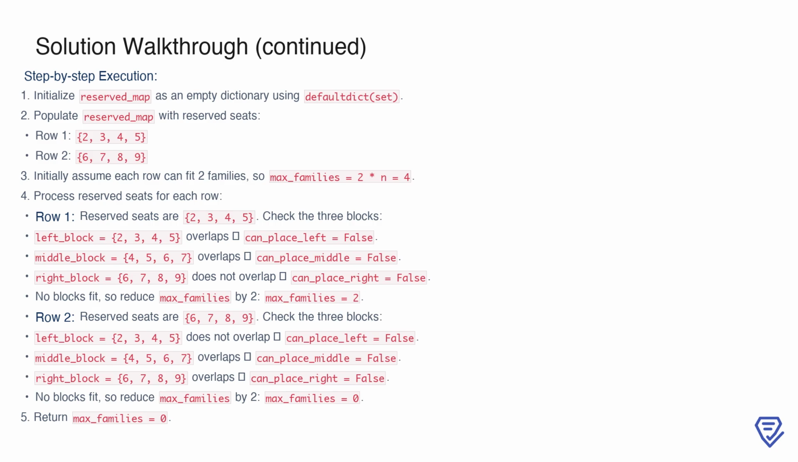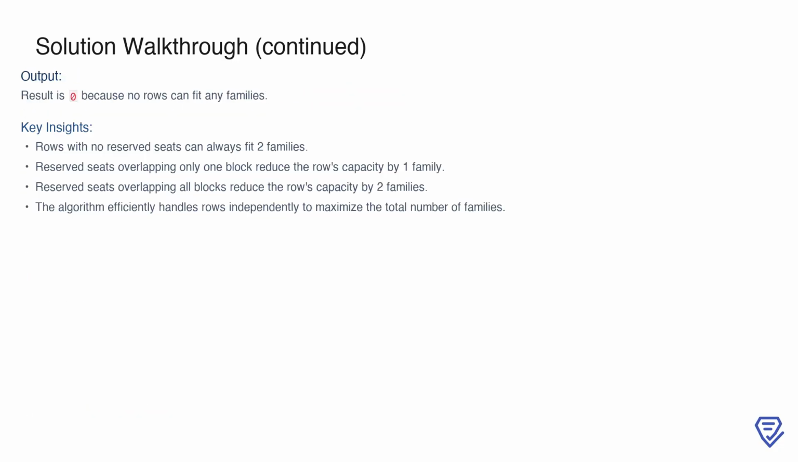Consequently, no families can fit in row 2 either, reducing the total capacity by another 2 families. This leaves a final result of 0, as neither row can accommodate any families. The result for this example is 0 because both rows are fully reserved, leaving no space for families.